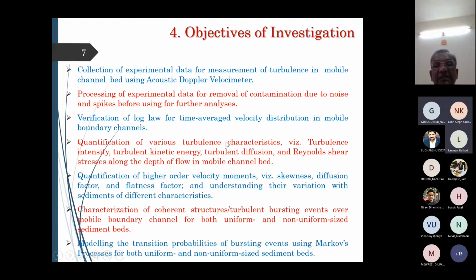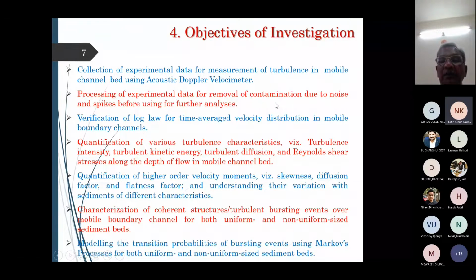So the objective of the investigation, what we will describe over here, is collection of experimental data for measurement of turbulence in mobile bed channel using an acoustic Doppler velocimeter. Then processing of experimental data for removal of contamination due to noise and spikes before using for further analysis. So whatever data we collect generally from this ADV has to be post-processed after collection so that you can get quality data. There should not be contamination in the data. So that kind of analysis has to be carried out.